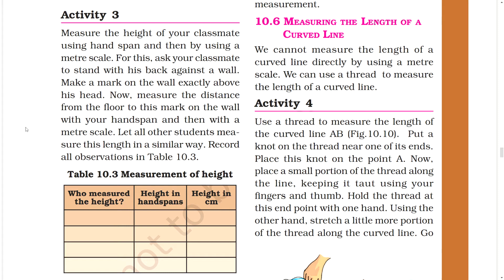Activity 4. Do this. Use a thread to measure the length of the curved line AB in the figure. Put a knot on the thread near one of its ends. Place this knot on the point A. Now place a small portion of the thread along the line, keeping it taut using your fingers and thumb. Hold the thread at this end point with one hand. Using the other hand, stretch a little more portion of the thread along the curved line.